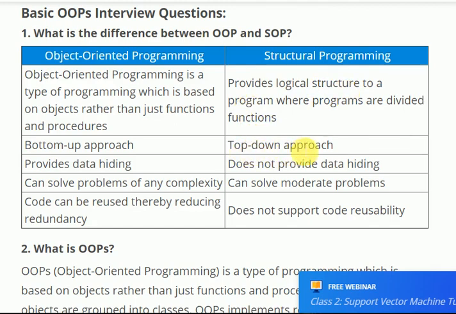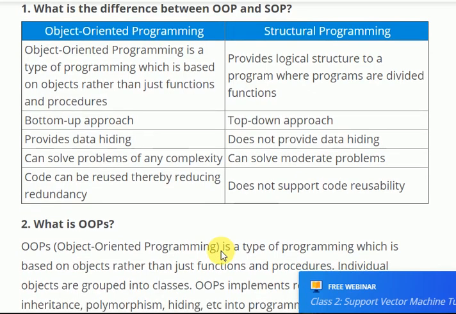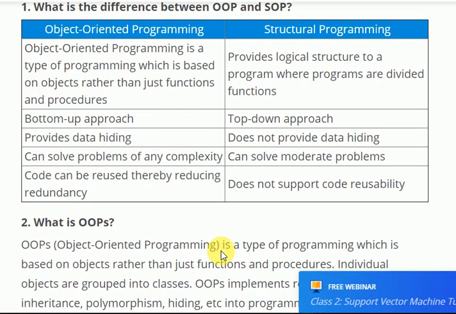SOP is a top-down approach. SOP is structural programming. It does not provide data hiding, so it can solve only moderate problems. It does not support code reusability. SOP provides a logical structure to a program. The programs are divided into functions.